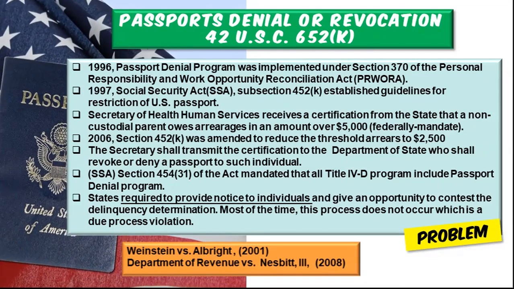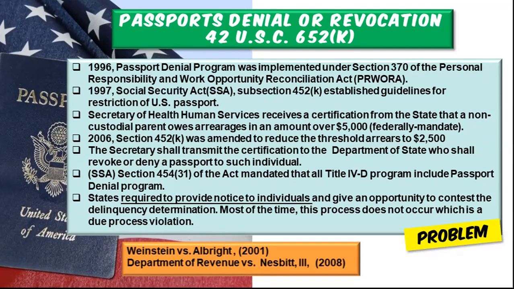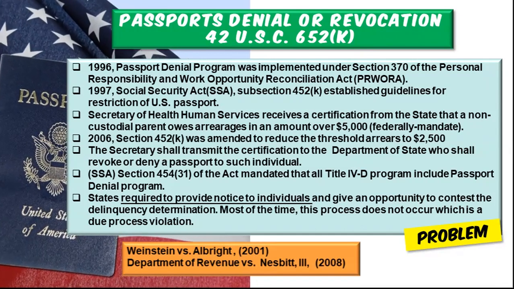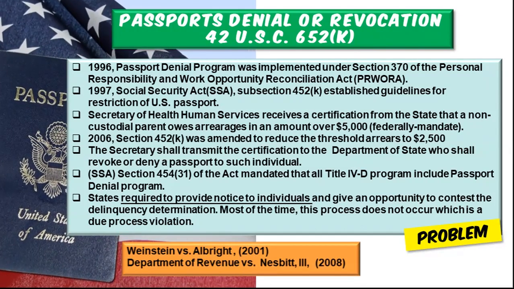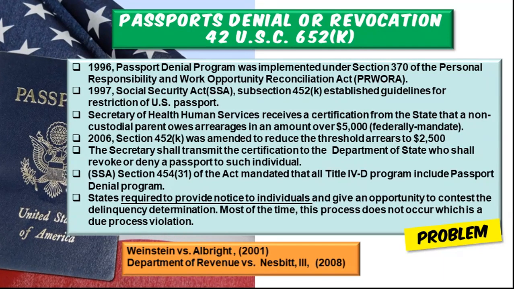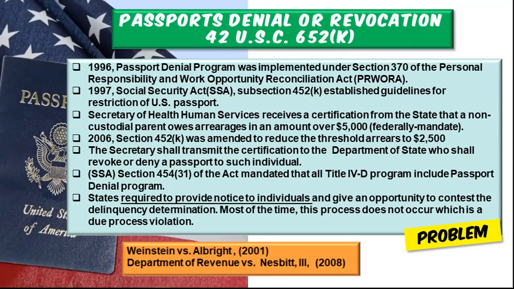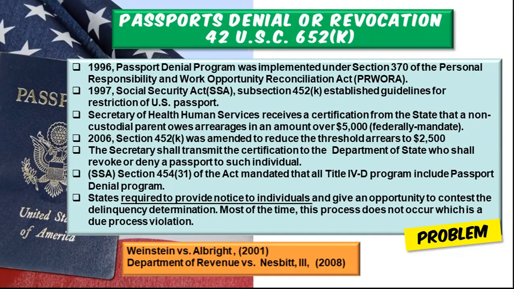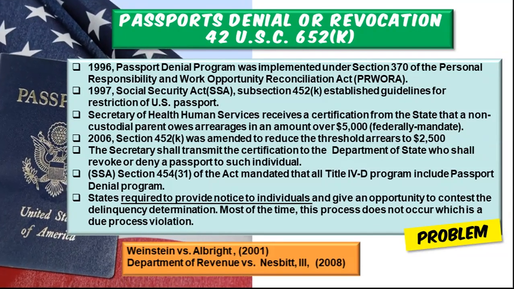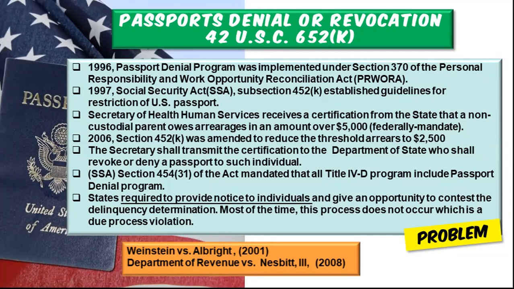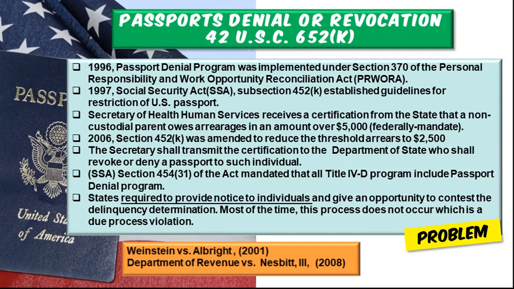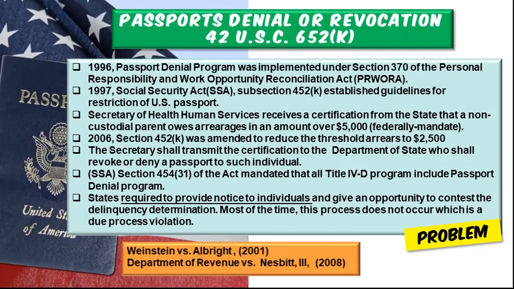Now, the reason why we're covering this brief history is so that you understand where the program started, so that you can prevent any of the agency's representatives from forcing you to understand where the history started. So let's continue. In 2006, this section was amended to reduce the threshold from $5,000 in arrears to $2,500 in arrears. Also, the Secretary of the State shall transmit what is called a certification, and we'll cover that certification, to the Department of State, who shall revoke or deny a passport for individuals that have child support arrears.